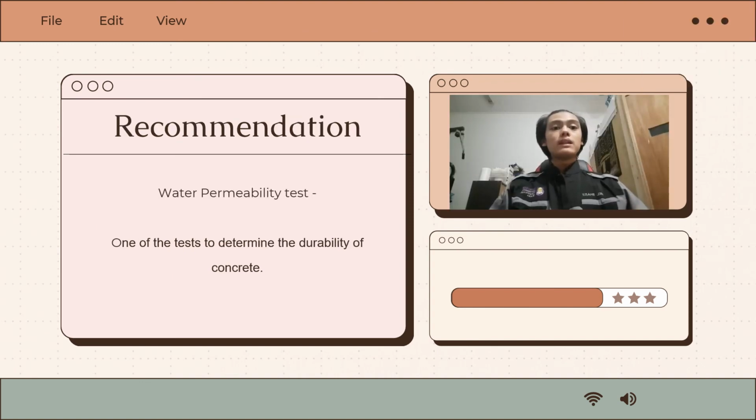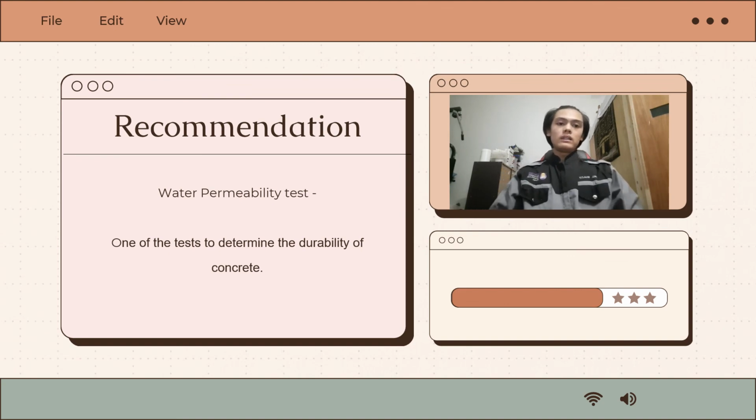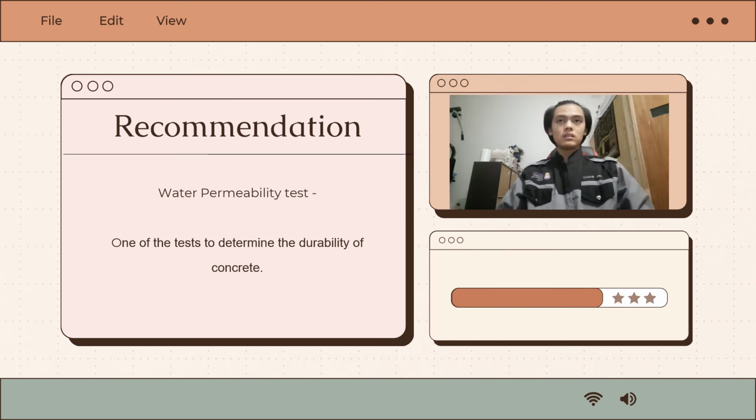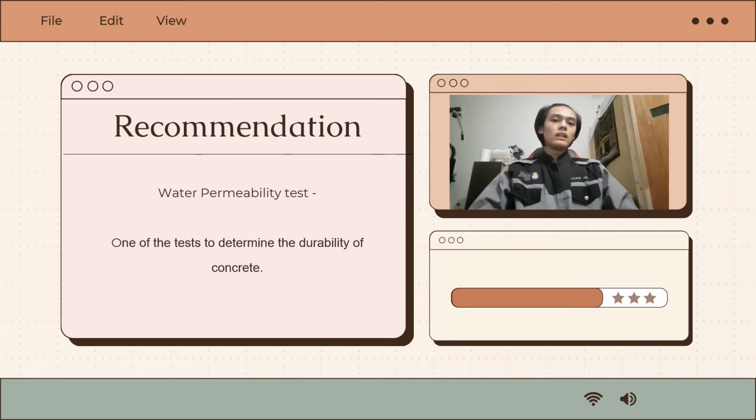Okay, for recommendation, I recommend doing one more test of using these three materials as sand replacement, which is the water permeability test. The water permeability test is one of the tests to determine the durability of concrete. I recommend this water permeability test because in those articles the author didn't mention it.